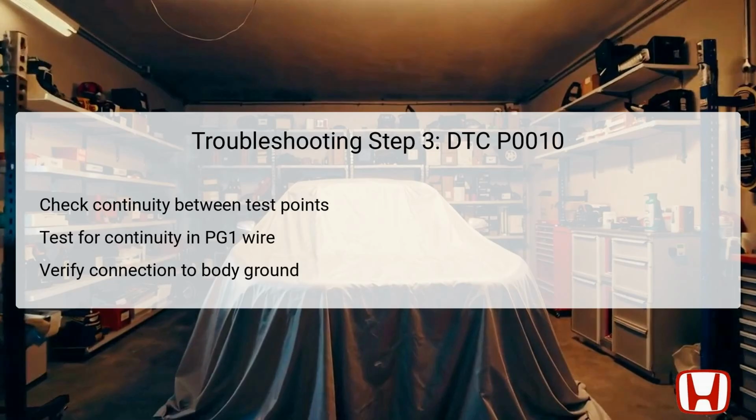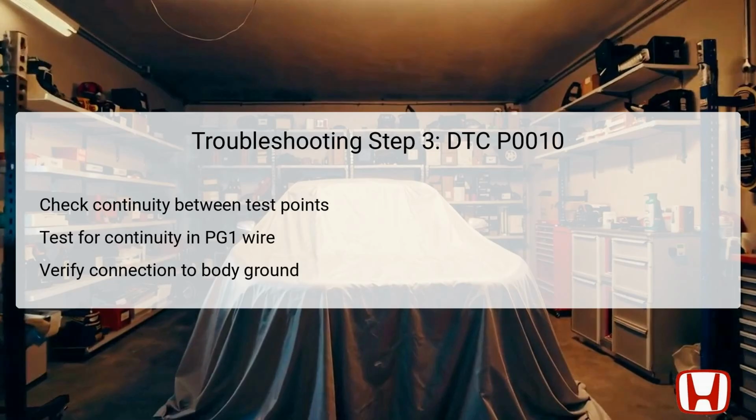Begin by keeping the ignition switch turned to lock 0 and ensure the VTC oil control solenoid valve's 2P connector is still disconnected for safety. Utilize a multimeter to check for continuity between test points 1 and 2. The first test point corresponds to the second terminal of the VTC oil control solenoid valve connector, while the second test point should be the vehicle's body ground. Achieving continuity confirms that the PG1 wire is functioning correctly.